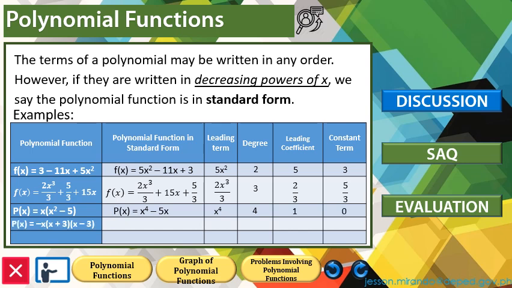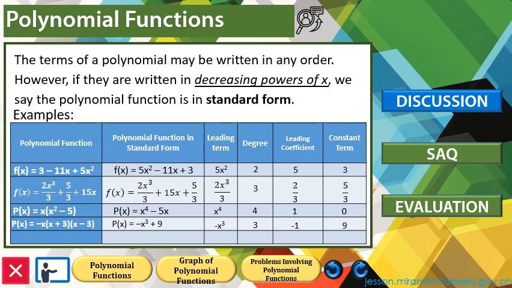Next we have p of x equals negative x times the quantity of x plus 3 times the quantity of x minus 3. Simplify the given polynomial function. P of x equals negative x cubed plus 9. The leading term is negative x cubed. The degree is 3. The leading coefficient is negative 1. The constant term is 9.